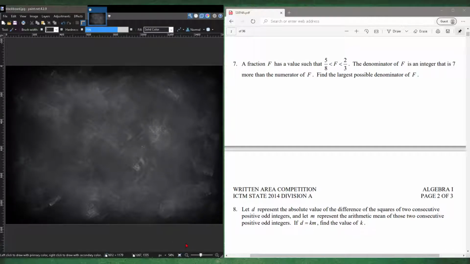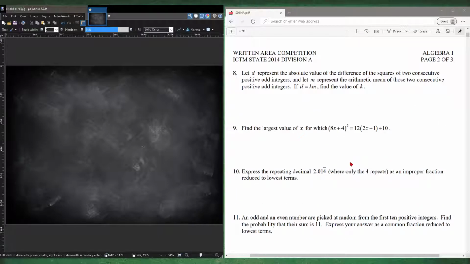Okay, we finished the first 7. Now let's move on to the next one. 8. Let D represent the absolute value of the difference of the squares of two consecutive positive odd integers. So if the first odd is x, that means the second odd is x plus 2.